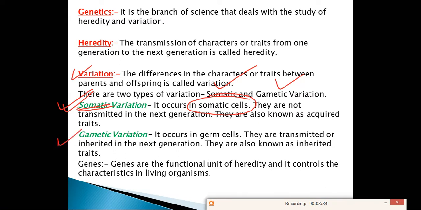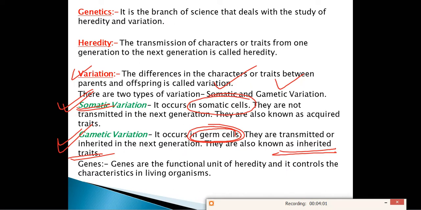Now let's discuss gametic variation. Gametic variations occur in germ cells, or you can say reproductive cells. They are transmitted or inherited in the next generation, meaning we can get this from our parents, right? These variations, meaning these differences, are passed on from one generation to the other generation, and they are also known as inherited traits. So remember that somatic variations are known as acquired traits, and gametic variations are known as inherited traits.